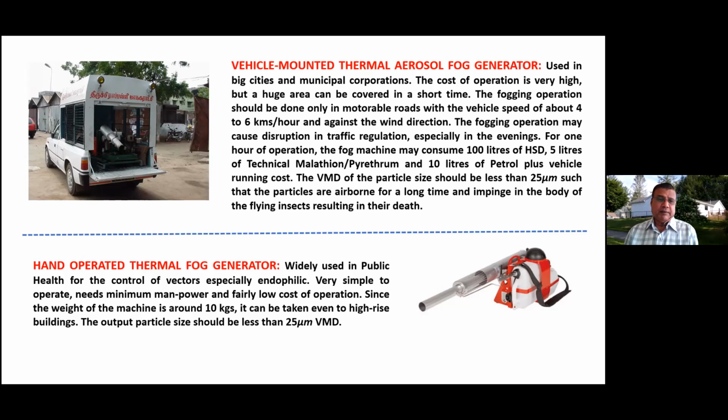Very simple to operate, needs minimum manpower and fairly low cost of operation. So all these things are advantages for this machine. Since the weight of the machine is around 10 kgs, it can even be taken to high-rise buildings. Output particle size should be less than 25 micron. That is because it is also a thermal fog machine. So it should be 25 micron so that the particles are airborne for a long time.